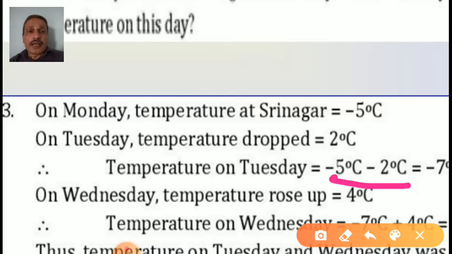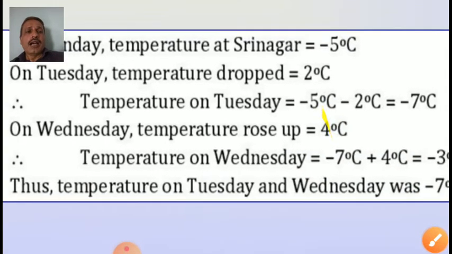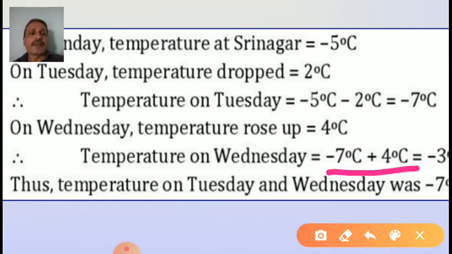No, here in the question it clearly says that after Tuesday, on Wednesday, the temperature rose by 4 degrees centigrade. So that's why we have to add plus 4 degrees to minus 7 degrees centigrade. One number is plus and one number is minus, so we can take it as subtraction. 4 minus 7. But for our calculation we can take 7 minus 4, that means 3.